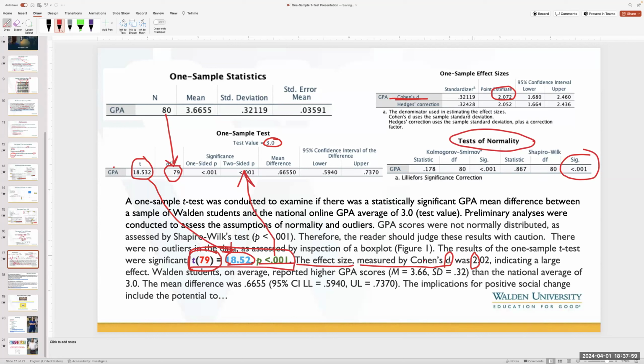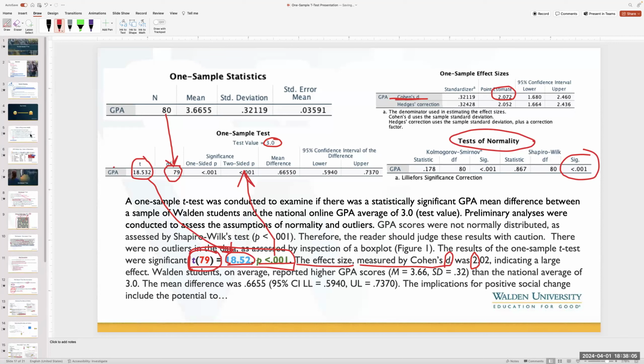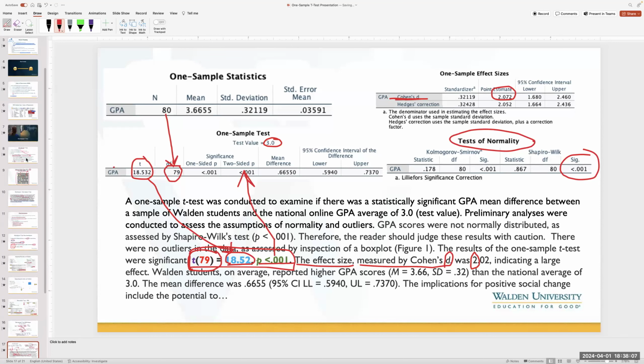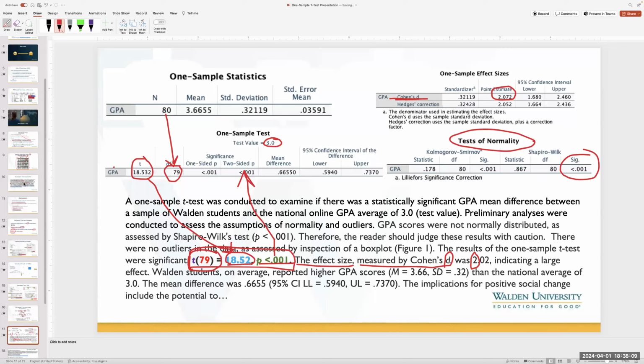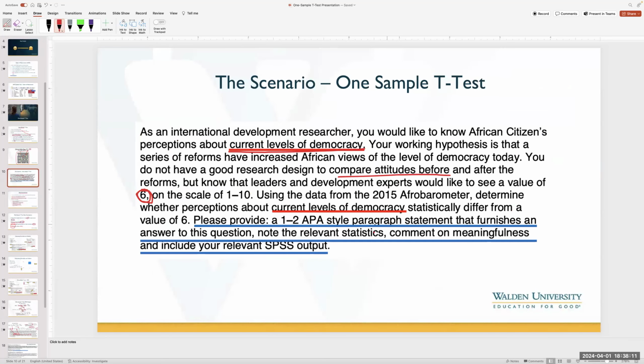So really, what it means when they're asking you, and let me jump back to this application. Comment on the meaningfulness here. Okay, everybody see that? Comment on the meaningfulness.